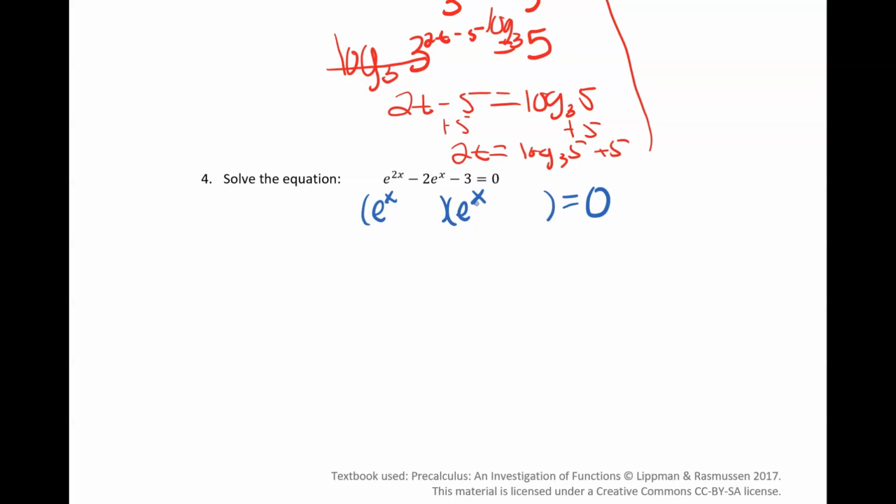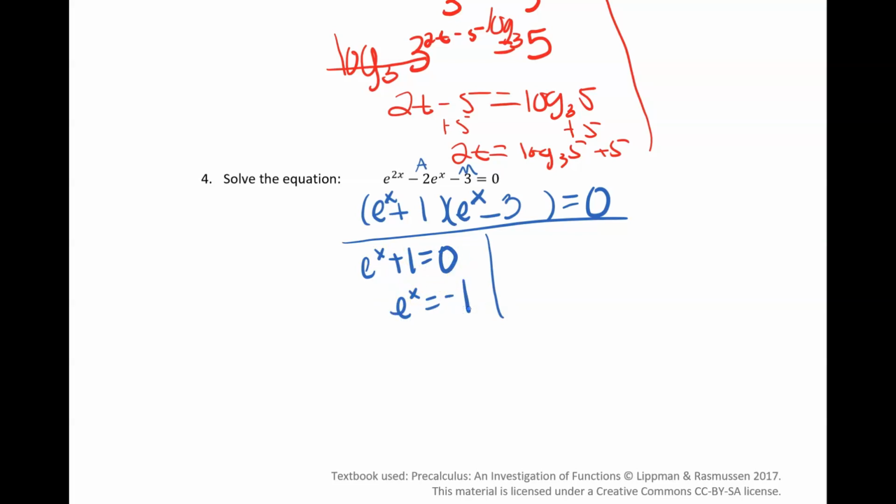Now the last sign is negative, so it means they're going to be different signs. And then I think what will multiply to give me negative 3 and add to give me negative 2, that would be a negative 3 and a positive 1. You keep on solving like you know how to do with a quadratic. So e to the x plus 1 is equal to 0. So e to the x is equal to negative 1. Now I need to get that x out of there. So the inverse property of e is ln. So I'm going to ln both sides. It gives me x equal to ln of negative 1.